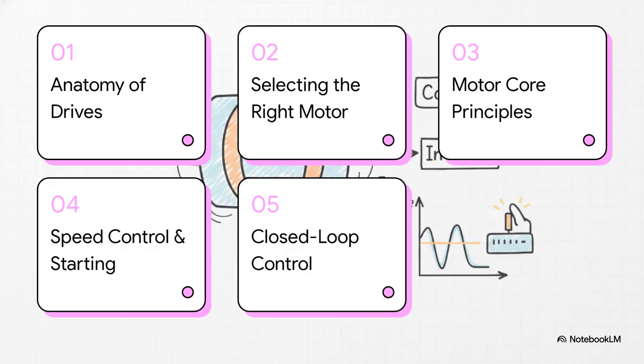All right, here's our roadmap for this explainer. We're going to cover 1. Anatomy of electric drives. 2. Selecting the right motor. 3. Induction motor core principles. 4. Speed control and starting. And finally, 5. Closed-loop control systems. Let's get right into it.